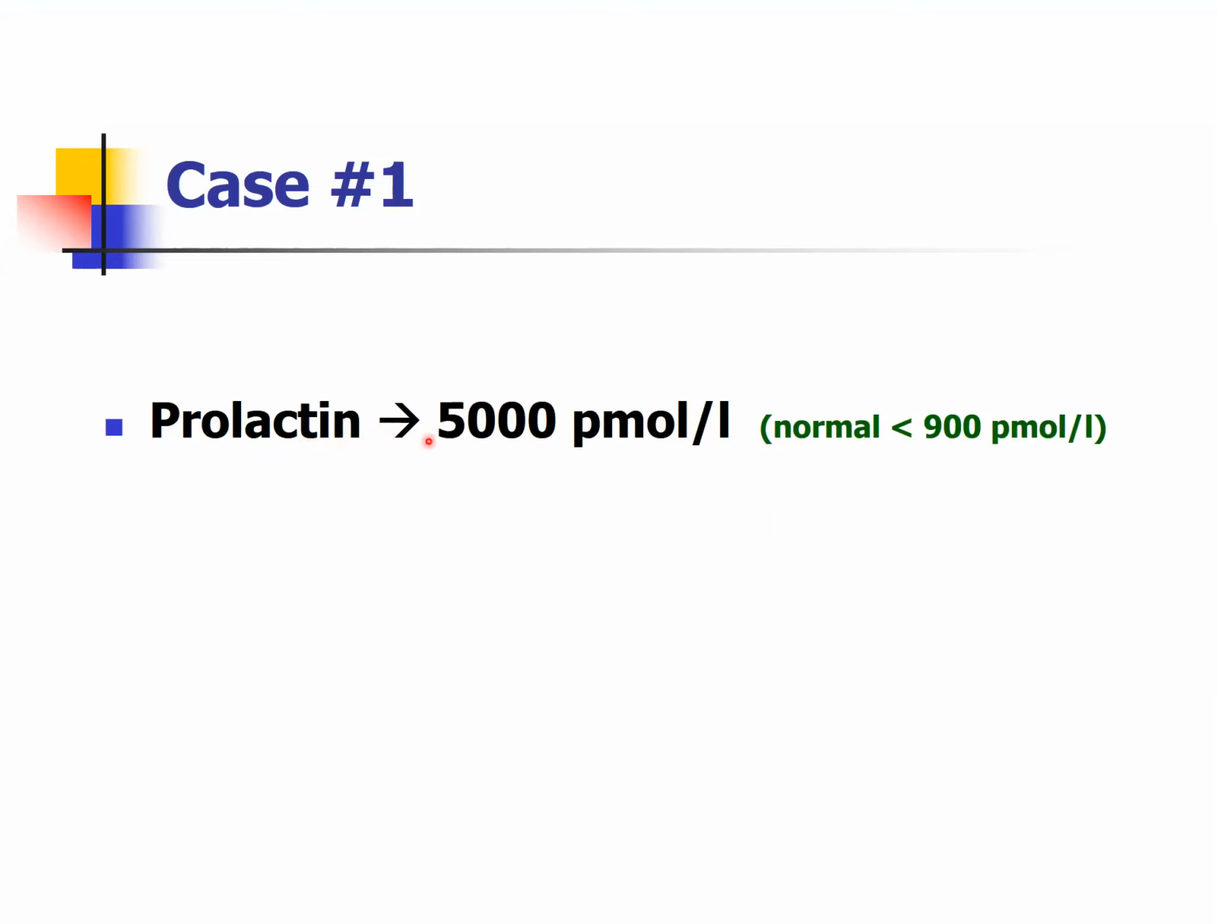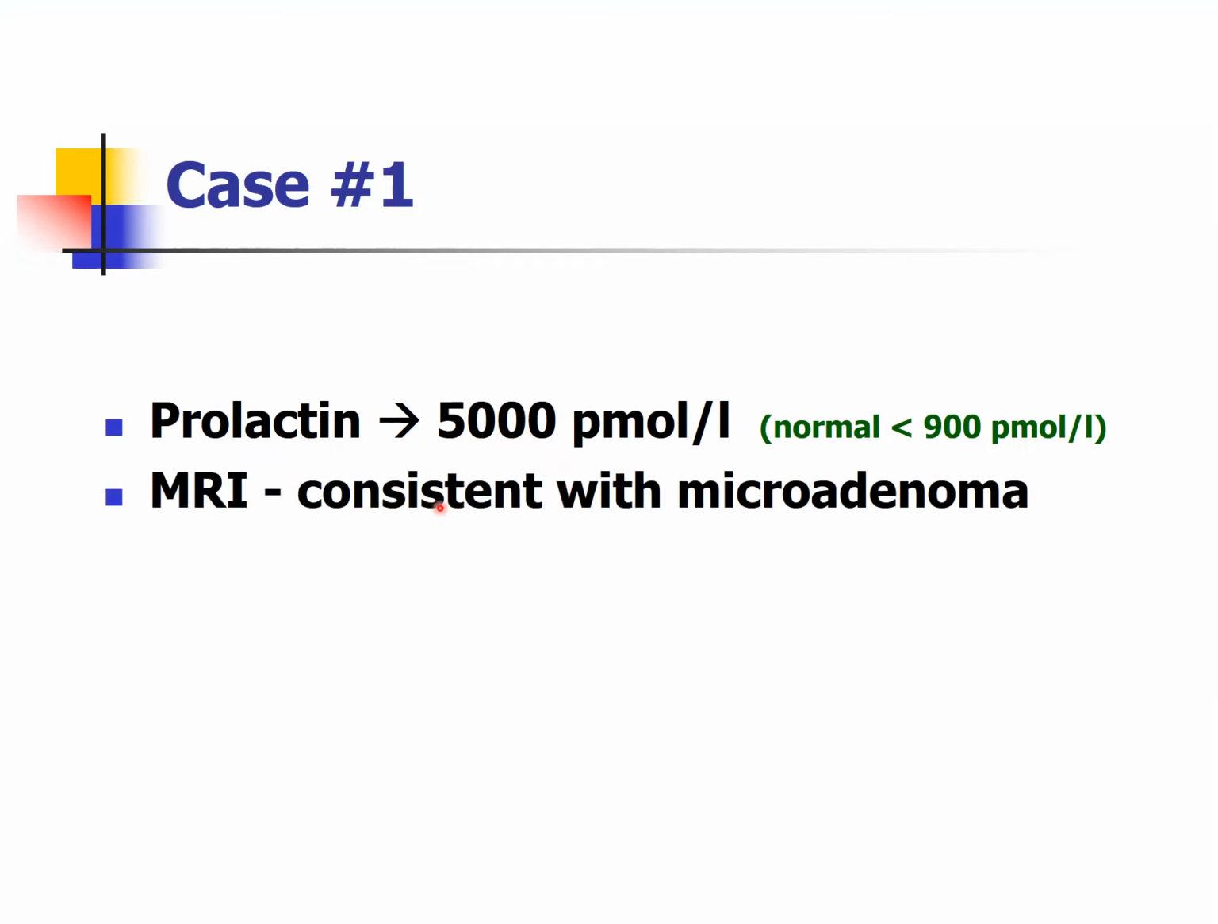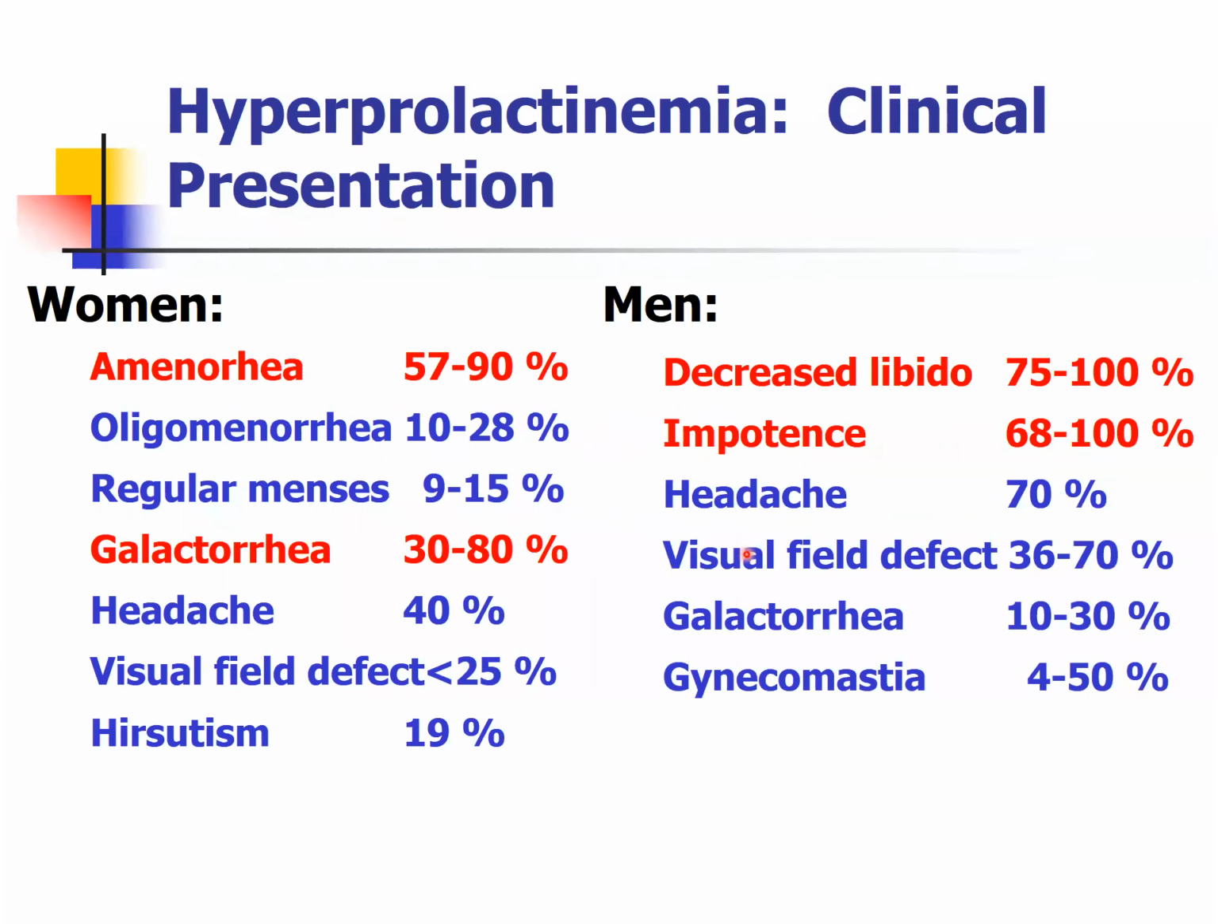They measured the prolactin level. It was very high, almost 1,000 times higher than a normal value. So this patient had prolactinoma. You should take an MRI immediately, and that showed a microadenoma, meaning the size of the tumor was less than 1 centimeter in diameter.